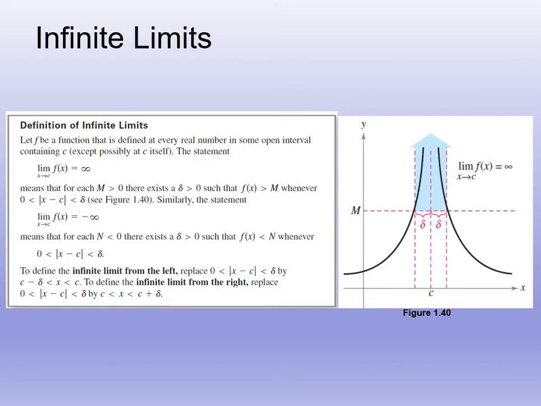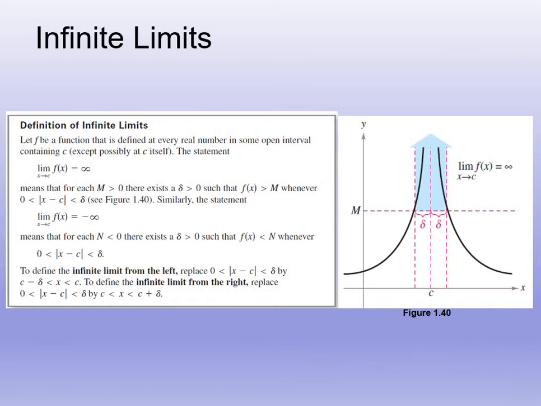Okay, so here are the definitions. I'm going to read through these, make sure that you have them in your notes. It says let f be a function that is defined at every real number in some open interval containing c, except possibly at c itself. So we can say the limit of f of x as x approaches c is infinity. This is where we're defining the limit is infinity, because the left-hand side and the right-hand side both have to agree.